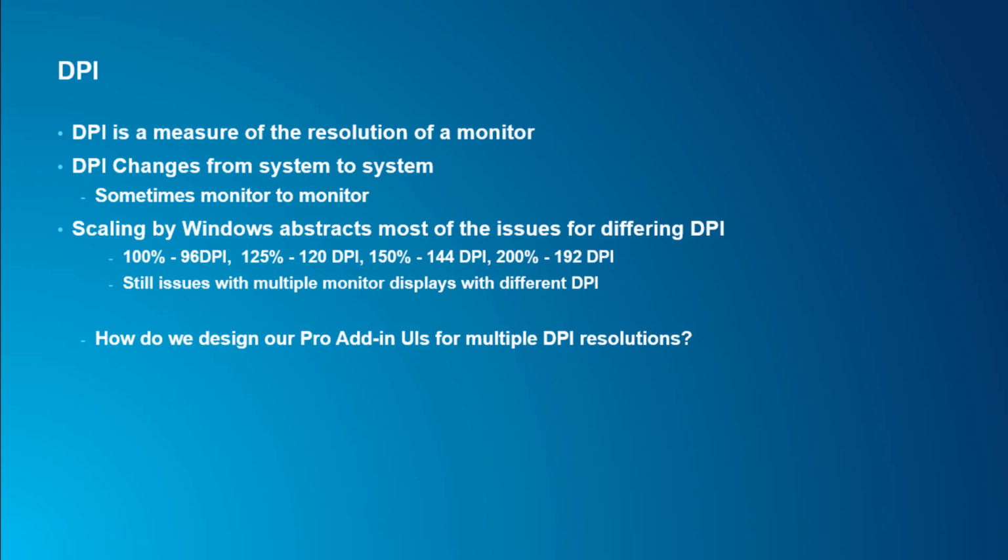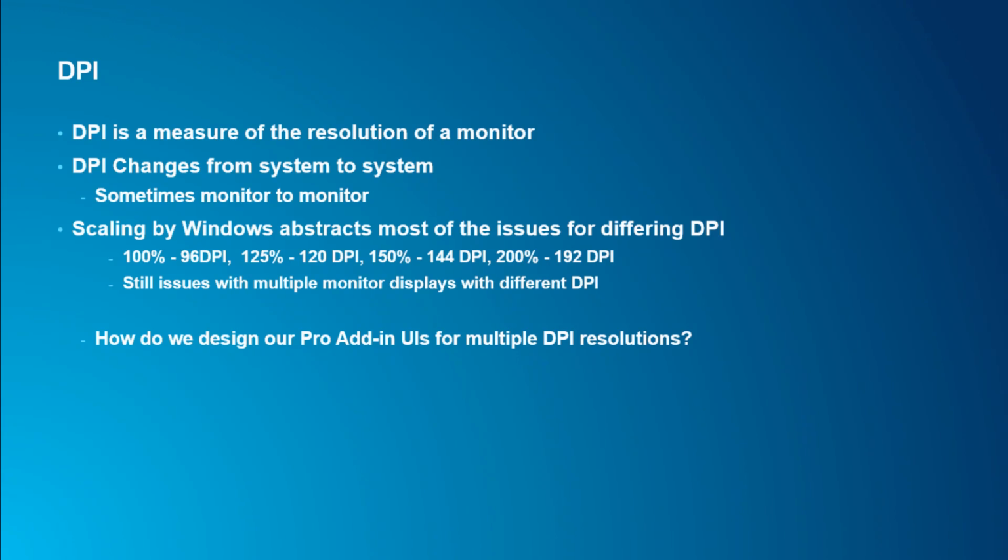You can think of DPI as a measure of the monitor resolution. And in current day systems, it's very common for DPI to change from system to system, and in many cases even from monitor to monitor, if you have some kind of multiple monitor setup. The way that Windows deals with all these different DPIs is through something called scaling.